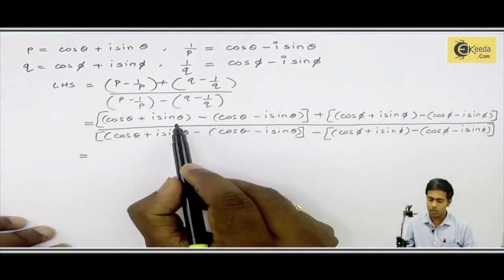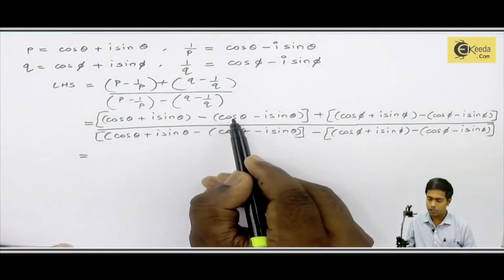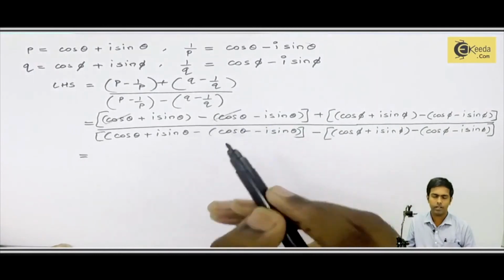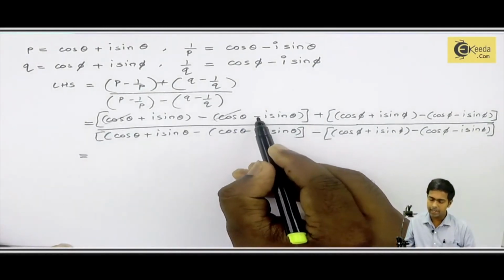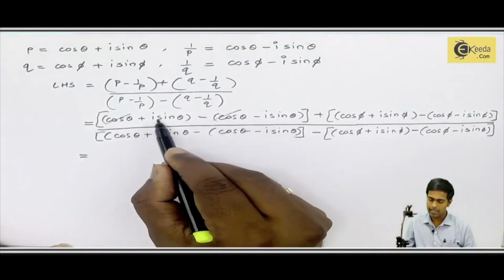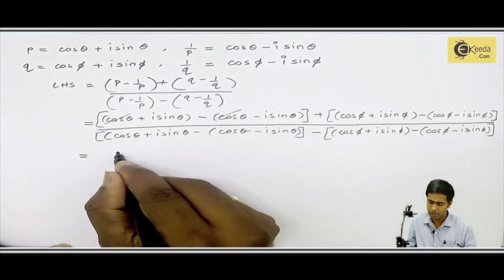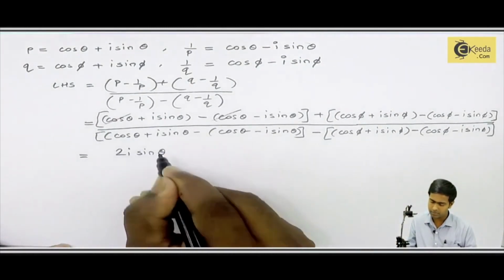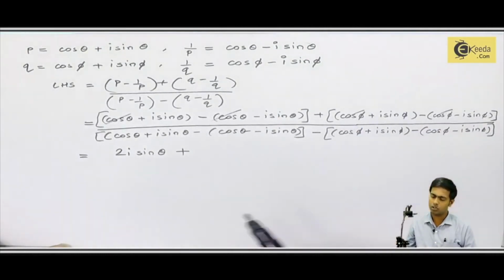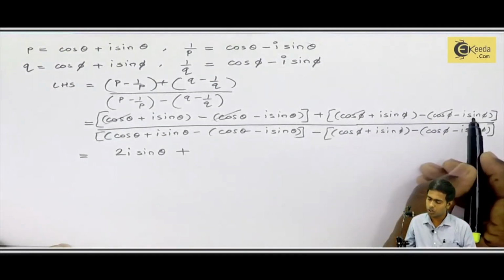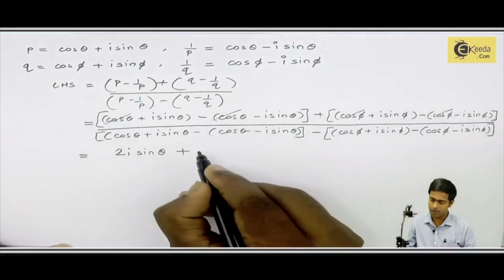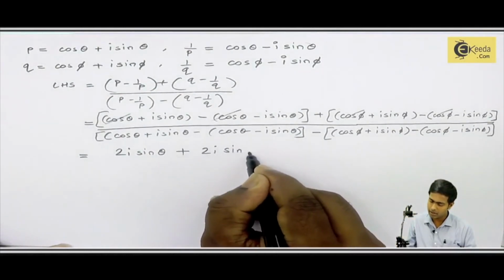So if we do the subtraction in the first term, this cos theta will become negative, this positive cos theta and negative cos theta will get cancelled out. This negative i sin theta will become positive due to this minus sign. So i sin theta plus i sin theta will give me 2i sin theta. Middle sign plus. Similarly here cos phi minus cos phi will get cancelled out. From these two terms we will get i sin phi minus minus is plus i sin phi is 2 times i sin phi.